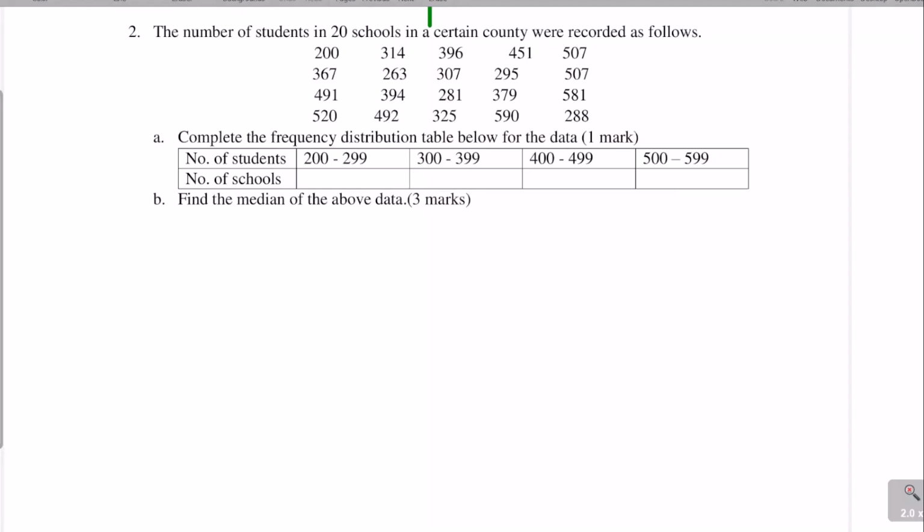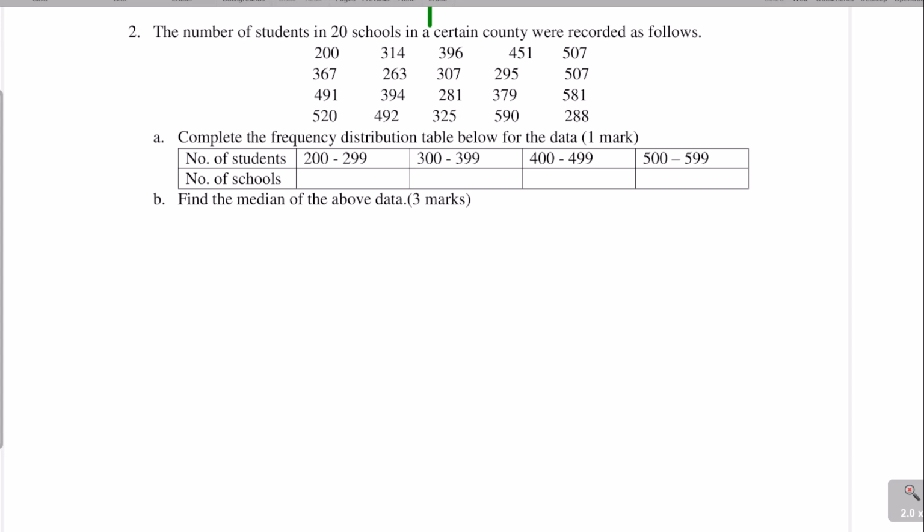The number of students in 20 schools in a certain county were recorded as follows. So you can see the numbers are there. Part A, complete the frequency distribution table below for the data, 1 mark. Then part B, find the median of the above data, 3 marks.